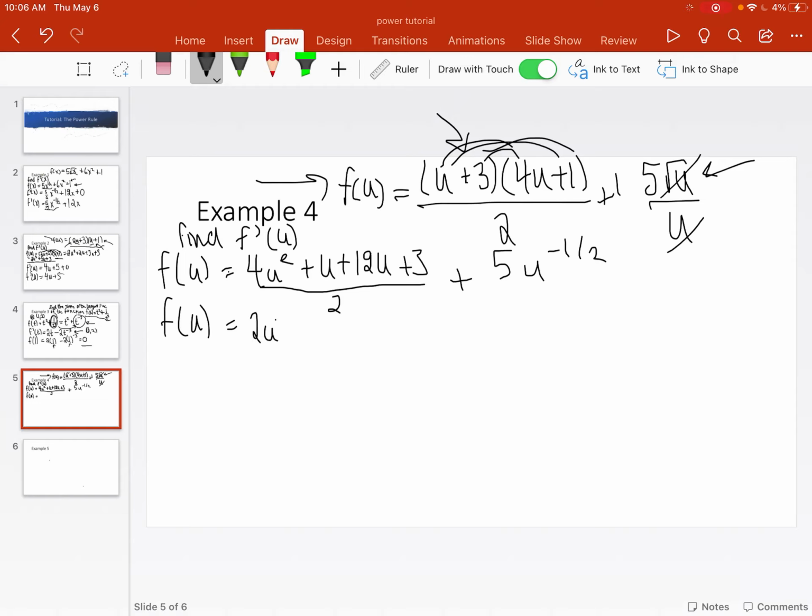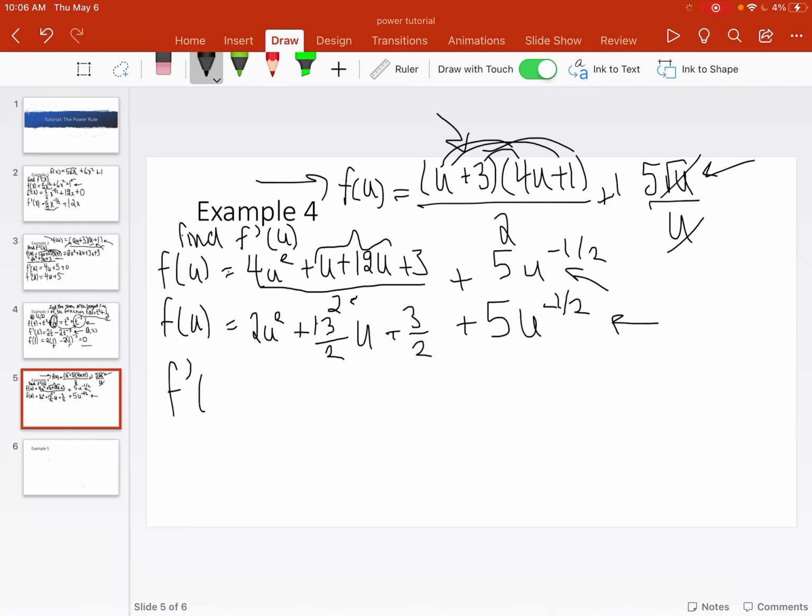Our first term is just going to come out to 2u squared. Our second term, because this adds up to 13u, is just going to be 13 over 2, u. And the last term is just going to be 3 over 2. And we're going to have our second term right here, or actually in this case our fourth term, just u to the negative half. So now this isn't anything special.